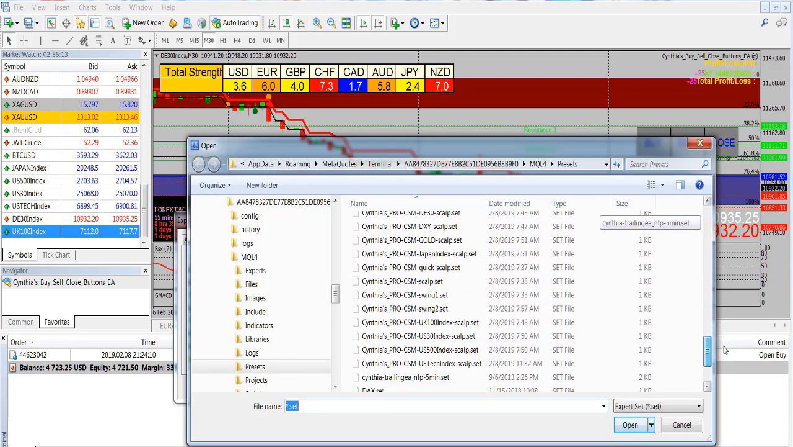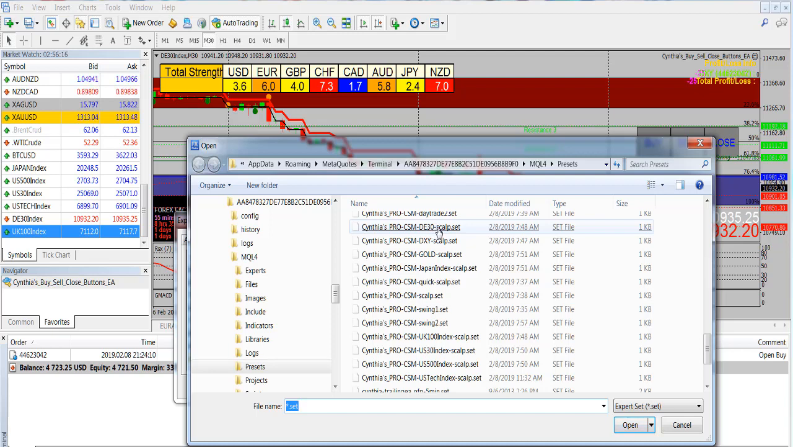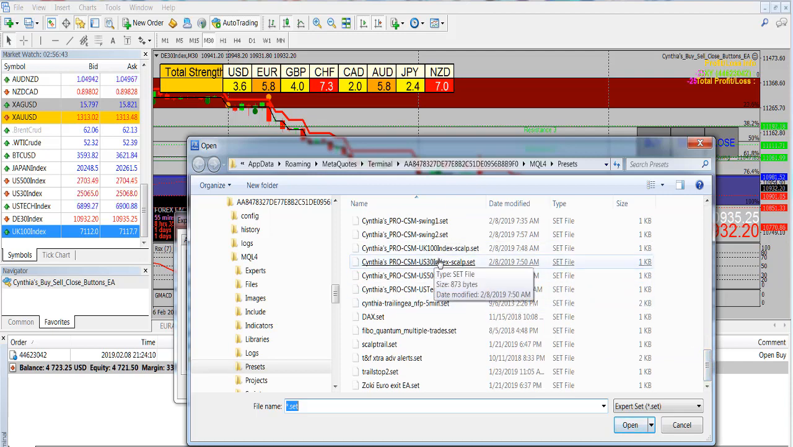Go down to the Pro CSM. This is the DXY. That's the commodity set file, which really follows the US dollar. So if you want really easy trading, trade the DXY and follow the US dollar. When it's strong, buy. When it's weak, sell. Then we have a gold scalp set file and a Japan index. We have a UK 100, which I actually like to trade. US 30 is the Dow. That follows the US dollar very well too. US 500 and US Tech.